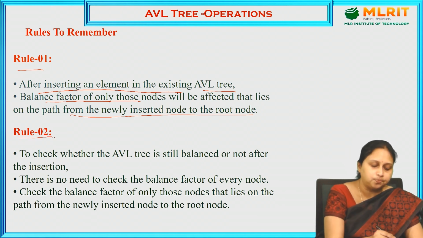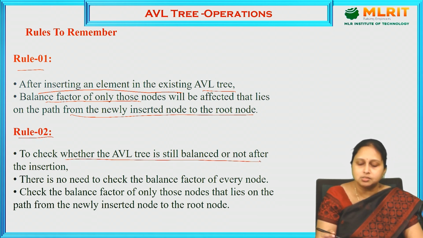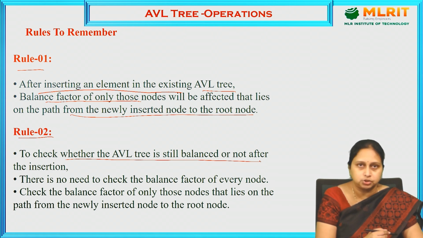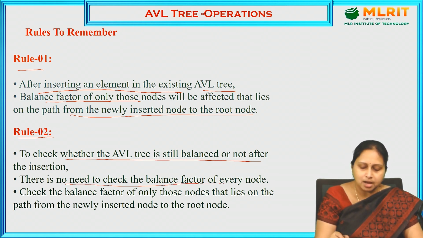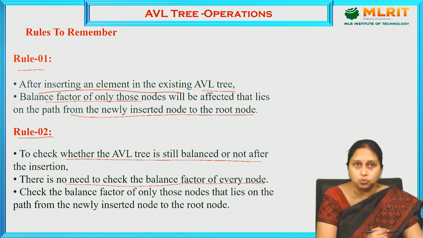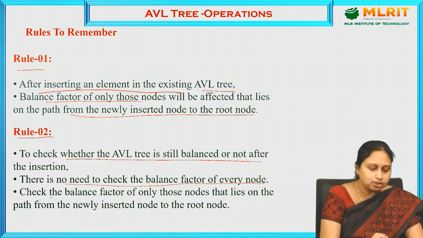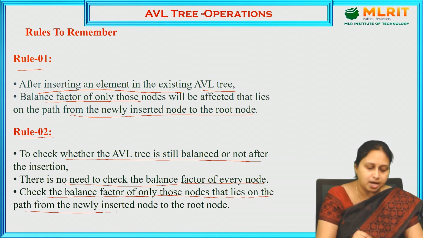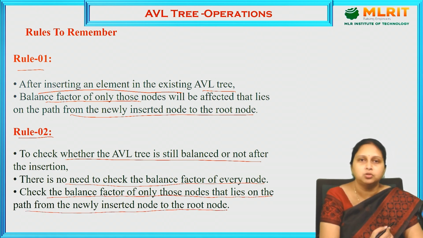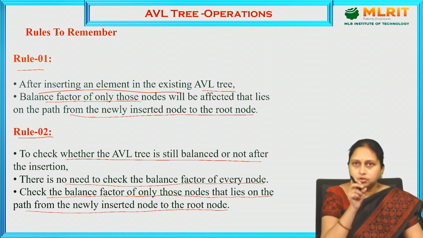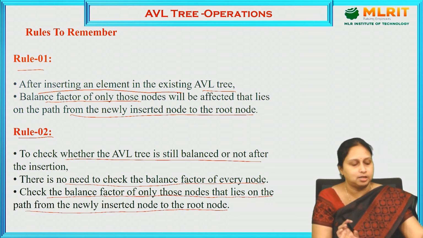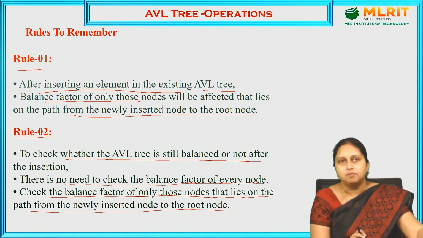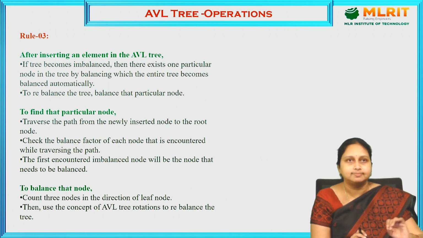And rule 2, to check whether the AVL tree is still balanced or not after the insertion. After every insertion, we need to do that. There is no need to check the balance factor of every node, right? Check the balance factor only for those that lie on the path from the newly inserted node to the root node. No need to check for all the nodes. We need to check for the newly inserted node. That is enough. Based on that, we can say whether the tree is balanced or not.